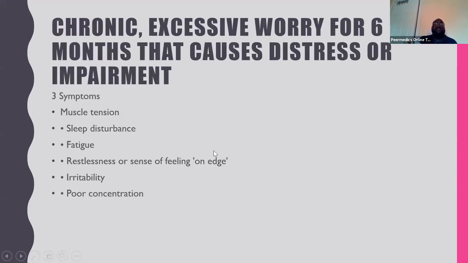This is the DSM-5 definition. I think it's a little bit clearer to understand. So this is the one I would learn. Chronic excessive worry for 6 months causes distress or impairment, and you need 3 of these symptoms of increased mental tension, sleep disturbance, fatigue, restlessness, irritability, poor concentration. For children, children only need 1 of these symptoms to qualify for a diagnosis. It's actually 3.